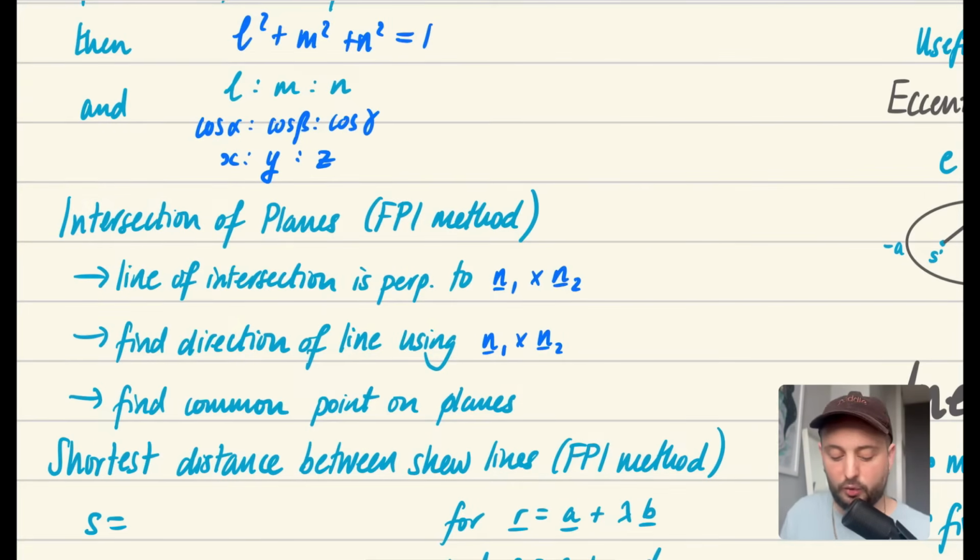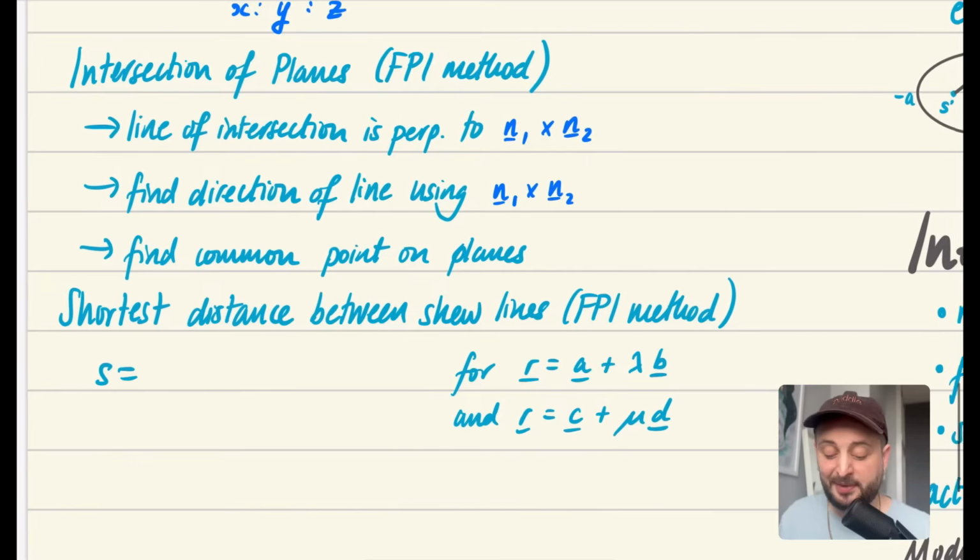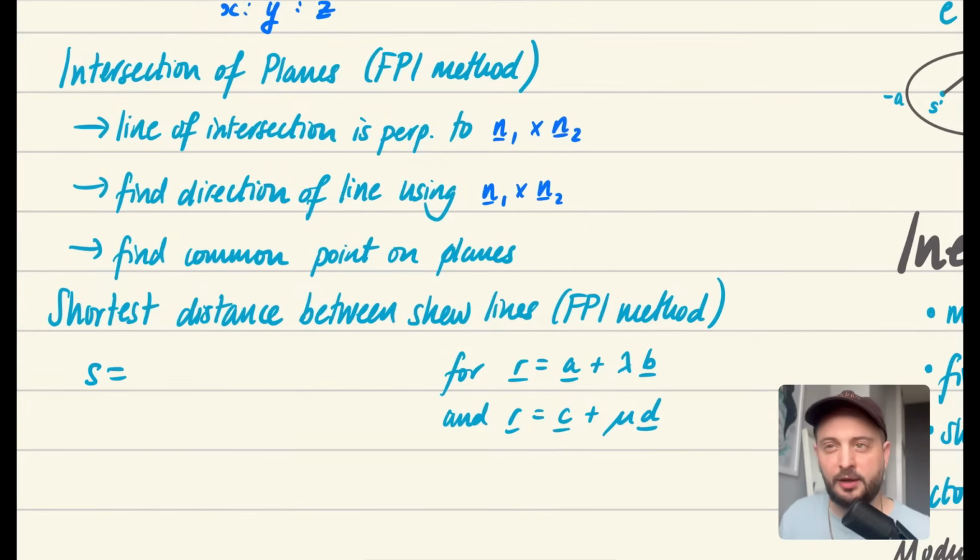So you can see how that would all come together. But similarly, like I said, this is exclusive to FP1. You could use it in CP1 and CP2 if you want to. The shortest distance between skew lines, remember skew lines are not parallel and they don't intersect with each other. This is the FP1 method.